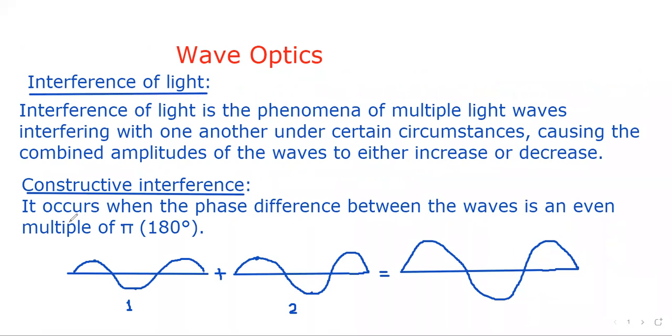Constructive interference. It occurs when the phase difference between the waves is an even multiple of pi or 180 degrees. This is wave number one, this is wave number two. They are in the same phase. So the combined result means the amplitude of the resulting wave will be larger.